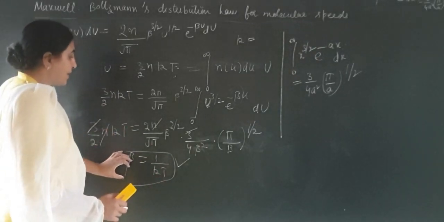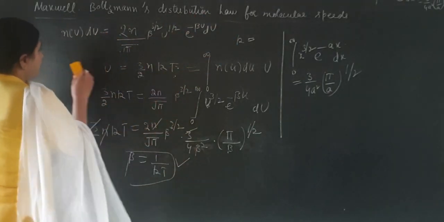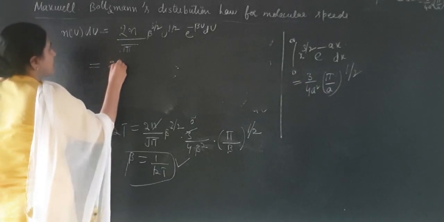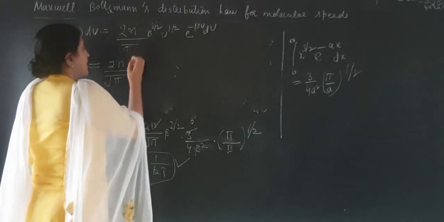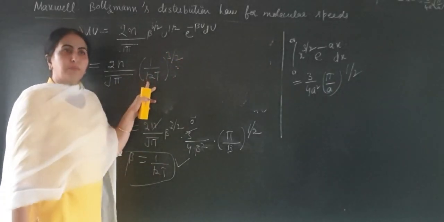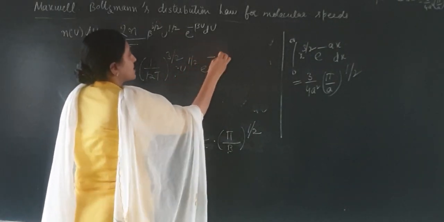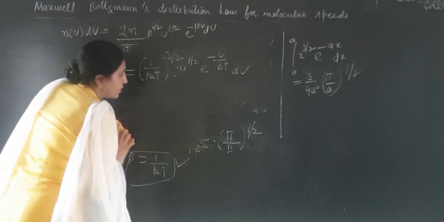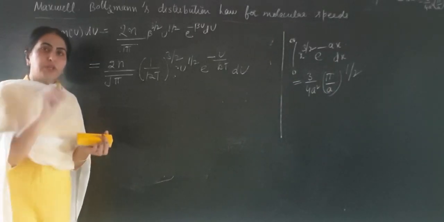Clear? Now put this value of beta is equal to 1 over kT in this equation, n u du. You will get n u du, that is 2n upon under root pi, times 1 over kT raised to power 3 by 2. We know k is equal to 1.38 into 10 to the minus 23 joule per Kelvin. u raised to power 1 by 2 e raised to power minus u over kT du. So this is our number of molecules between the energy u and u plus du. Our interval is du.